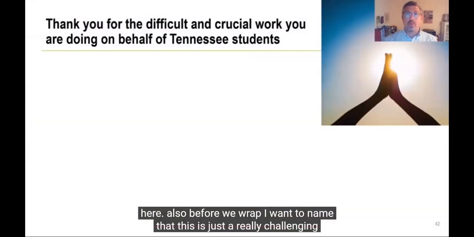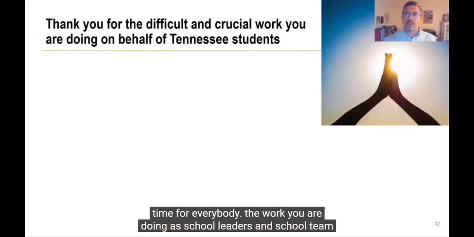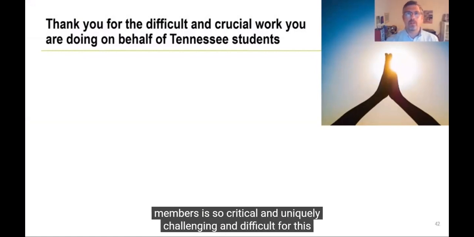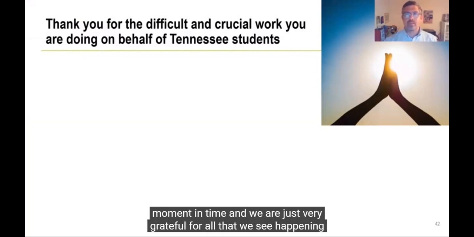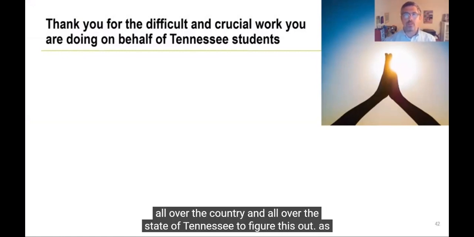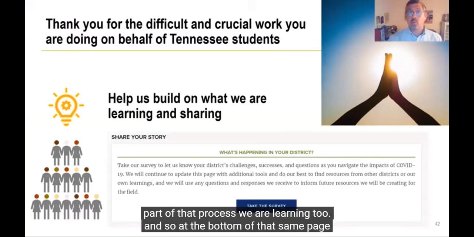Also, before we wrap, I want to name that this is just a really challenging time for everybody. The work you are doing as school leaders and school team members is so critical and uniquely challenging and difficult for this moment in time. And we are just very grateful for all that we see happening all over the country and all over the state of Tennessee to figure this out. As part of that process, we are learning too.